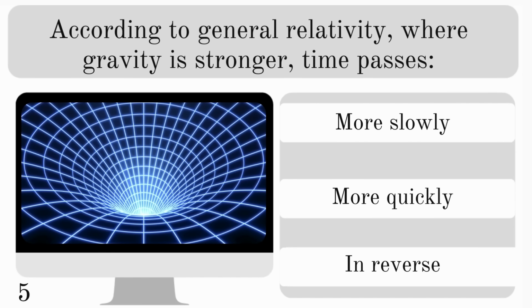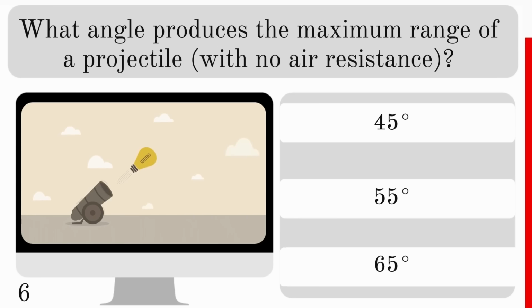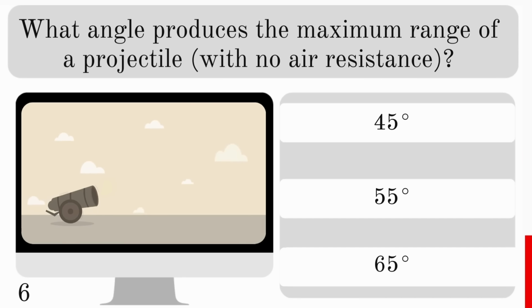According to general relativity, where gravity is stronger, time passes more slowly, more quickly, or in reverse. The correct one here is more slowly. What angle produces the maximum range of a projectile? 45, 55 or 65 degrees? The answer is 45 degrees.